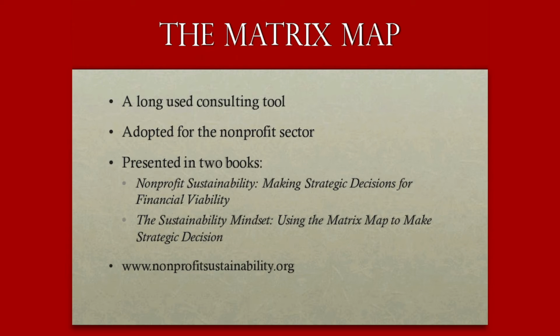The first book that presented this was Nonprofit Sustainability, Making Strategic Decisions for Financial Viability. And this was really sort of the theory behind the matrix map. And then the next one, The Sustainability Mindset, is a workbook. And it actually walks organizations through the process of doing a sustainability assessment. The cool thing is, being nonprofits themselves, this consulting group put 90% of the materials needed to conduct an assessment online for free. So you can go to the website here, nonprofitsustainability.org, and access a great deal of the materials.